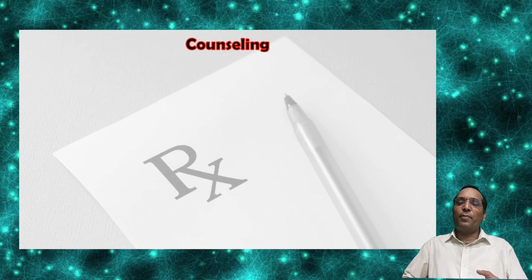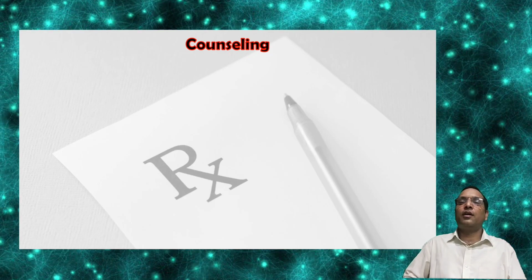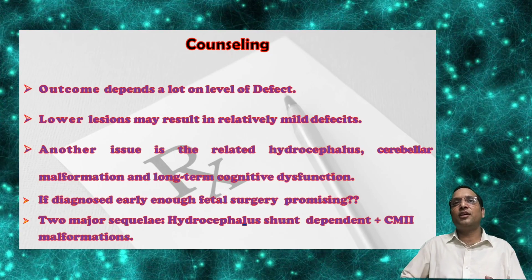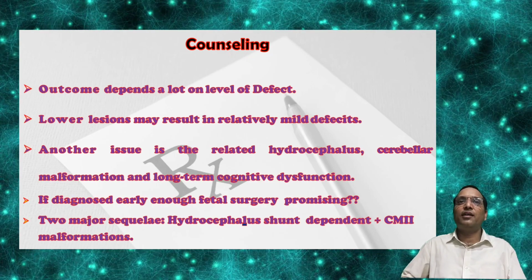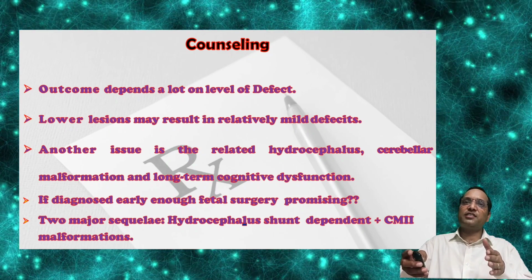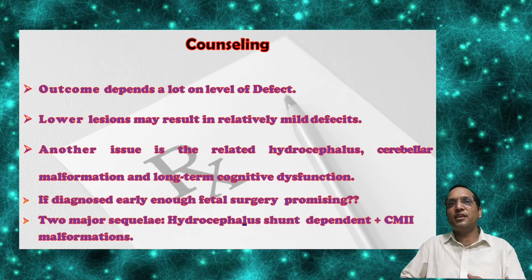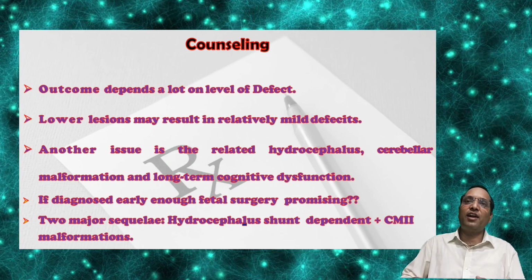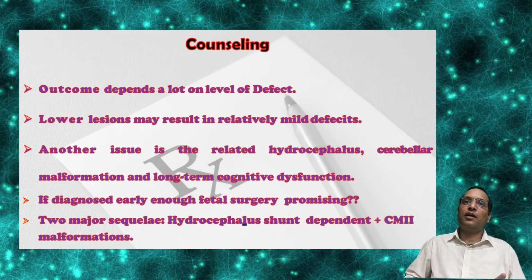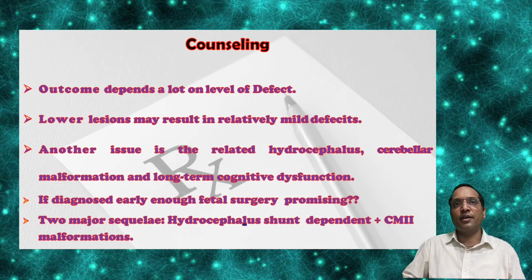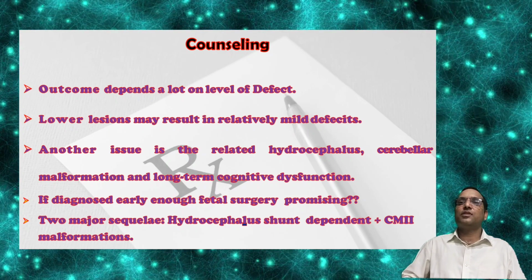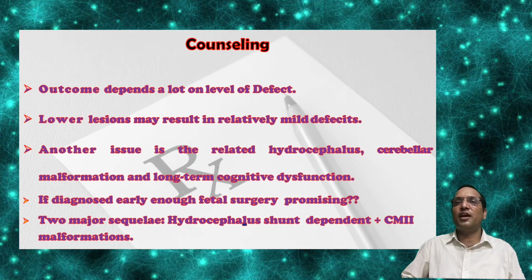So guys, if parents are not considering abortion for a child with a neural tube defect, counseling is required, because the outcome depends on the level of the defect. A lower-level lesion may result in a relatively mild defect, while with a higher-level or cervical defect, the deficit is greater. Another issue is related to hydrocephalus. There may be some cerebellar malformation or long-term neurological dysfunction.